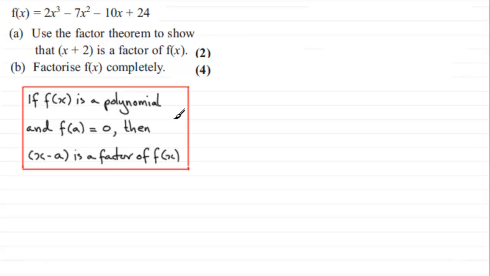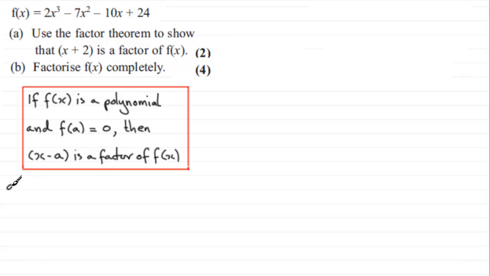So what it means then is that if we're to show that x plus 2 is a factor of f of x, then we must work out what f of minus 2 is. We would hope that f of minus 2 would give us 0. And that would mean that if a is minus 2, x minus minus 2, in other words x plus 2, will be a factor of f of x.